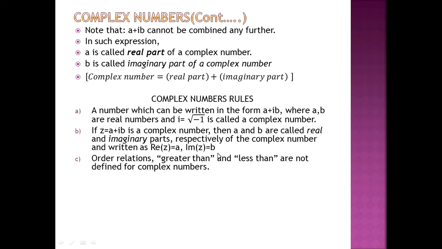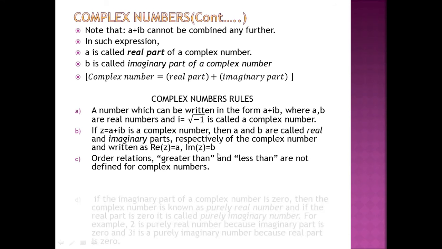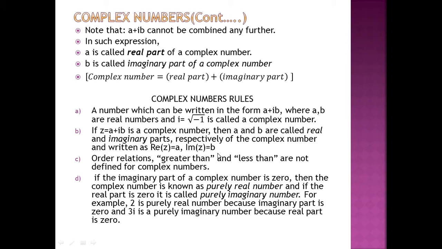Order relations greater than and less than are not defined for complex numbers. If the imaginary part of a complex number is 0, then the complex number is known as a purely real number, and if the real part is 0, it is called a purely imaginary number. For example, 2 is a purely real number because the imaginary part is 0, and 3i is a purely imaginary number because the real part is 0.